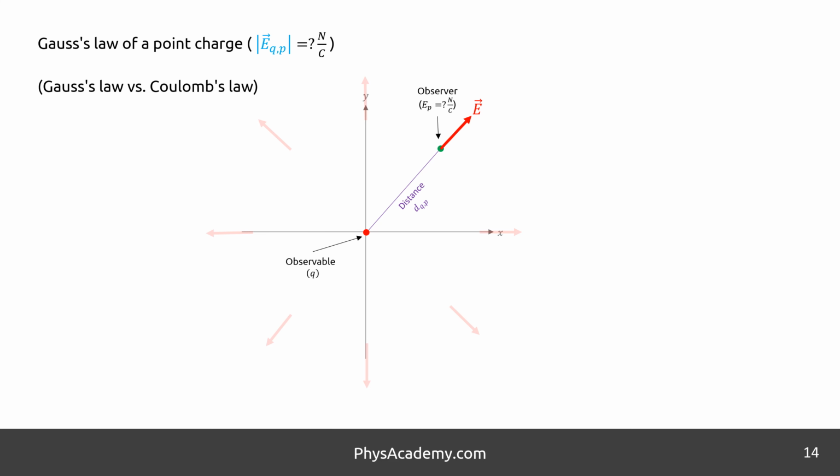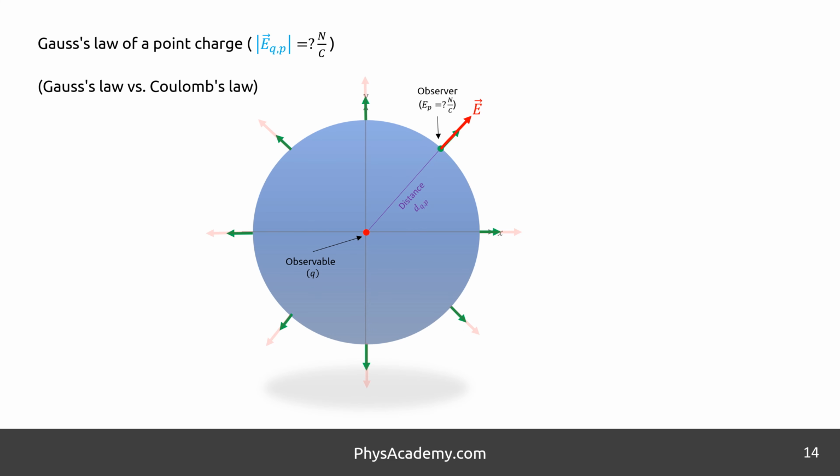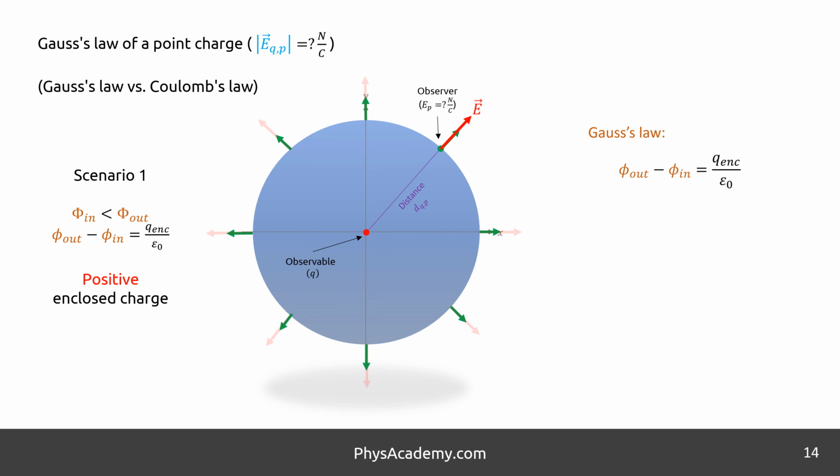In the first step of Gauss's law, we need to define a closed 3D surface. For this, a sphere is an ideal geometry as the normal vectors are pointed outward and parallel to electric field vectors, therefore, the cosine of theta is 1. This case looks like the first scenario. Phi in is 0. Phi out is the flux due to the electric field of the point charge at the origin. Let's write down Gauss's law.